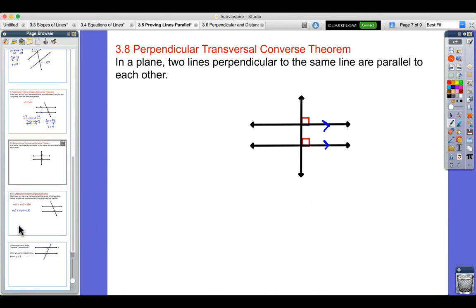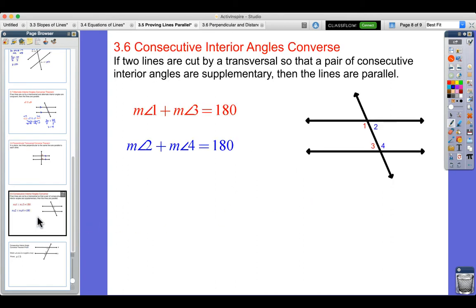So this proves parallelness. Consecutive interior angles. Now, if we remember, consecutive interior angles are just that. Consecutive meaning right next to each other on the same side of the transversal. So 1 and 3 are consecutive interior angles, and 2 and 4 are consecutive interior angles. The great thing about consecutive interior angles is they're supplementary. They have to equal 180 together.